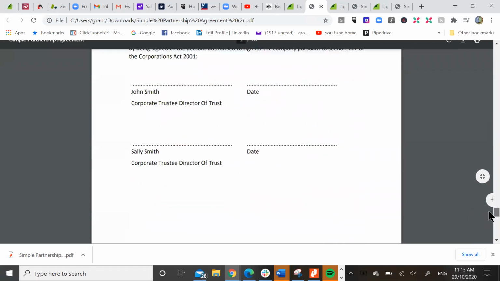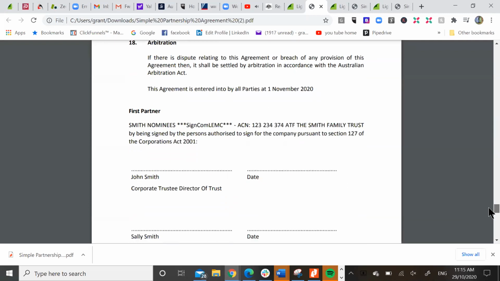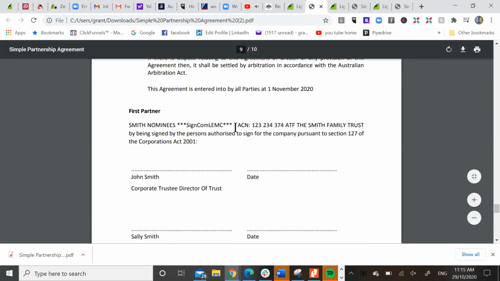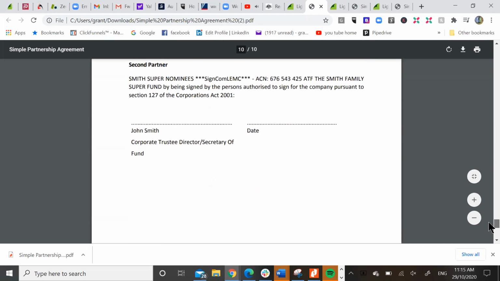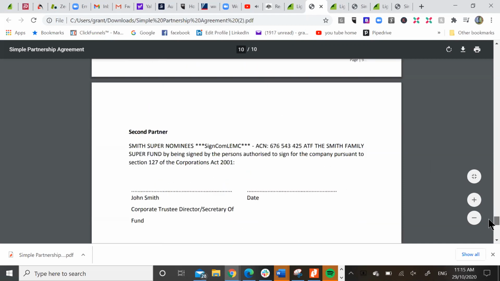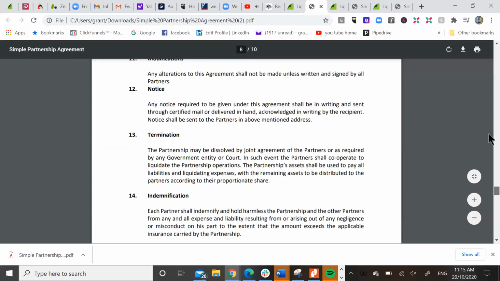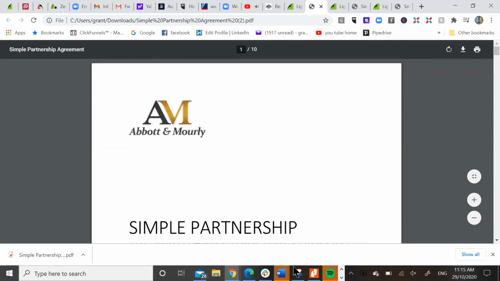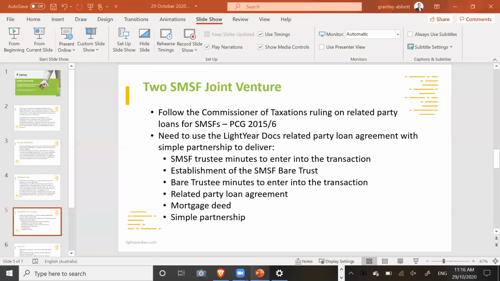We go down to our signing pages and you can see there you've got Smith Nominees. So I obviously didn't put the Pty Limited in there or this little quirk there. So I'll look at that. And then we've got John and Sally Smith and the same thing there, Smith Super Nominee. So let me follow up on that one. Then there you've got a pretty good little, well, not pretty good, a very sophisticated joint venture agreement to look at. So let's go back to our slides, just wind up.